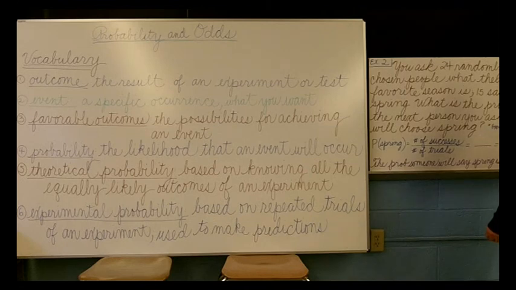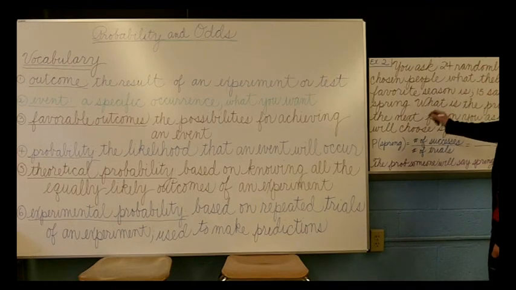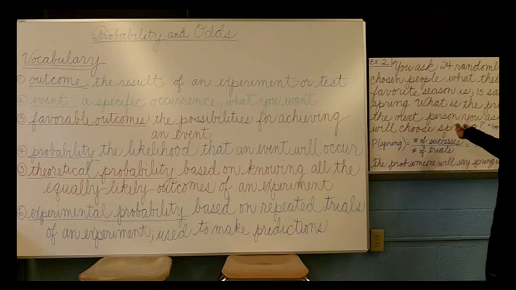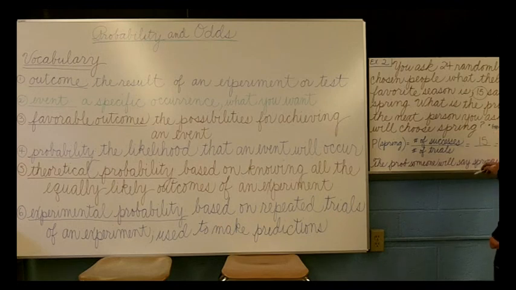Let's just fill in the pieces to our formula. When we talk about experimental probability, our numerator is the number of successes. We were looking for how many people, what is the likelihood the next person will say spring. Those are our successes. 15 people said spring.